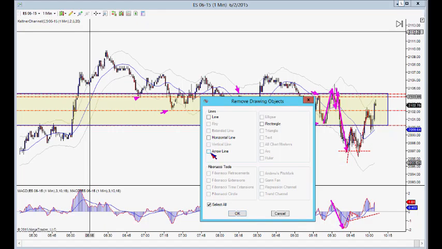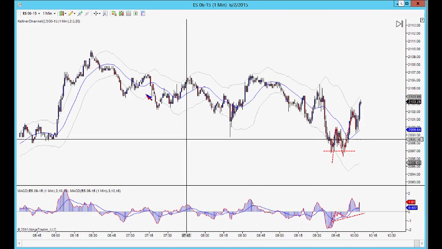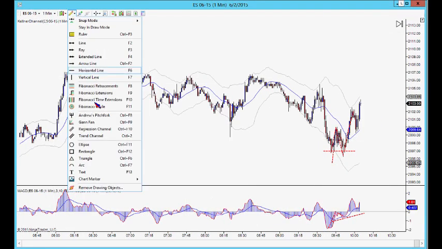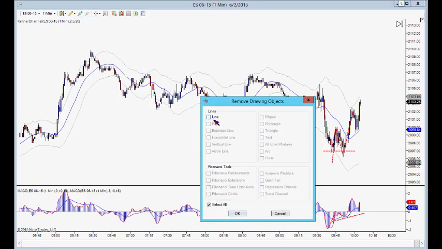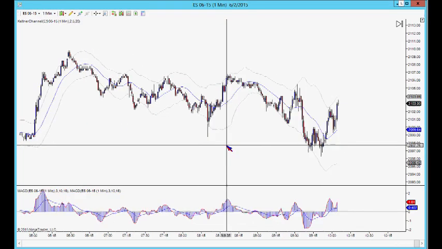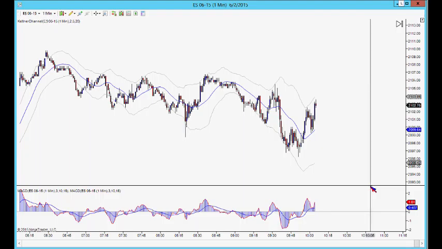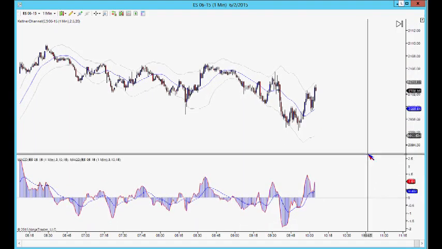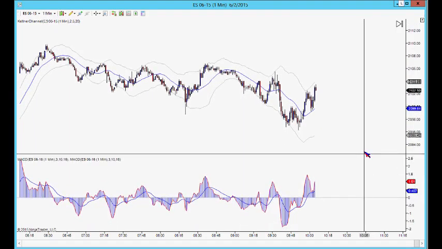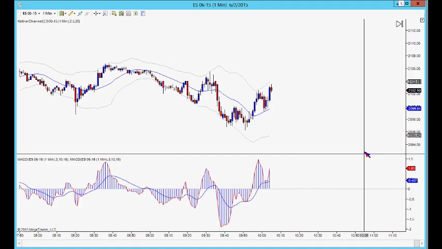So I'm going to get rid of the horizontal line, the arrow, the rectangle, and the line also. Let's just look at this again. We're doing a little class on the 310 oscillator, the MACD.